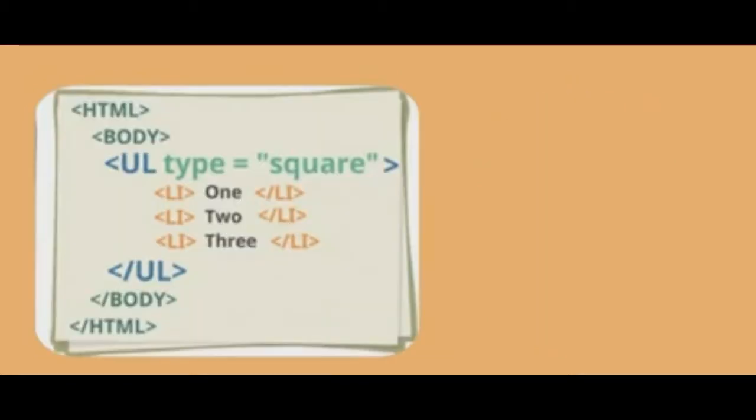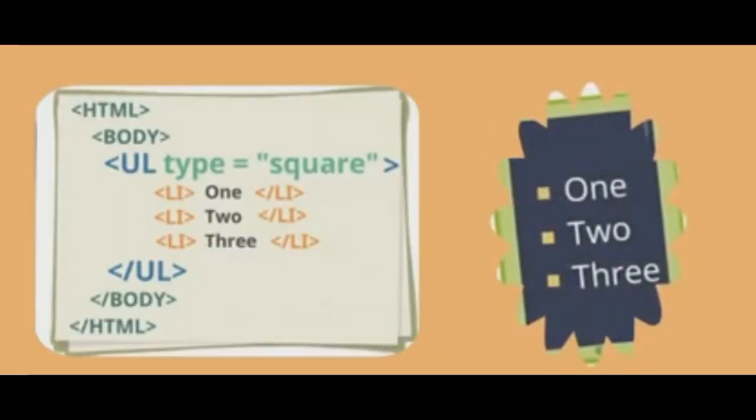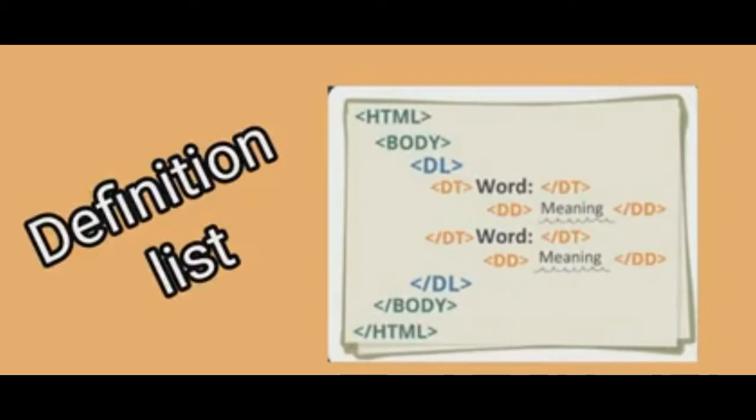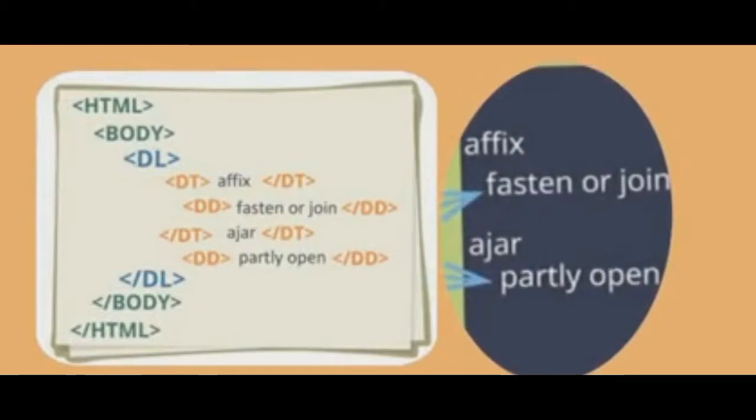Now use square as an attribute. Automatically the bullet type now changed to square. Under definition list, it is enclosed within DL tag. Each list item has a DT tag defined as data term and DD tag to define data definition. Let's see an example. What is given in DT and DD? It is displayed in right hand side.